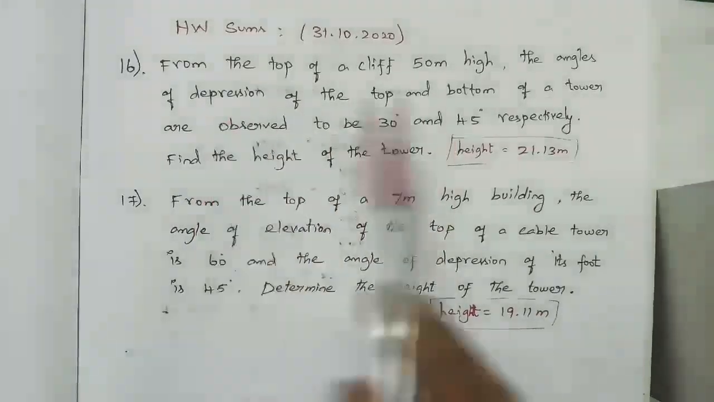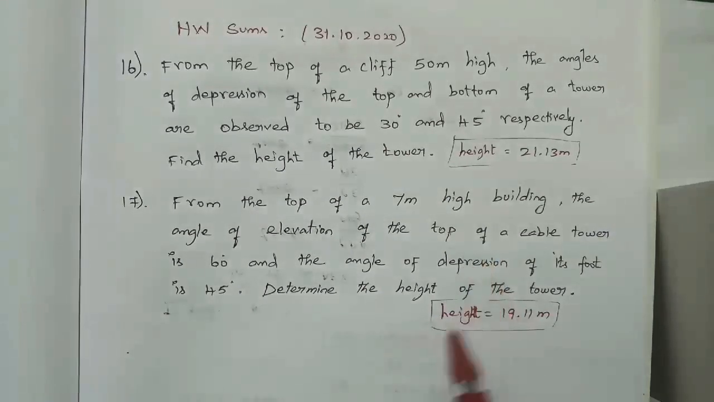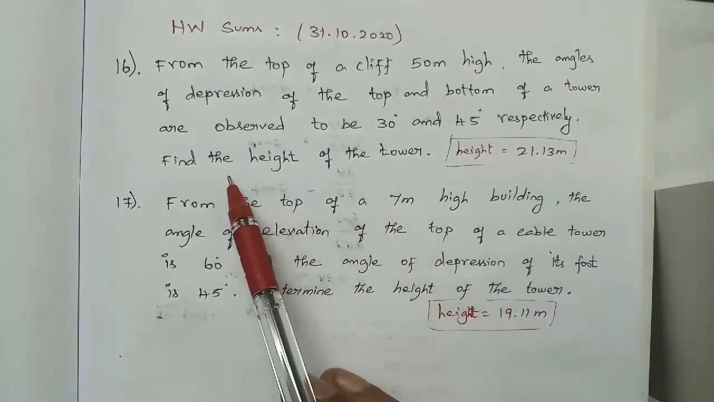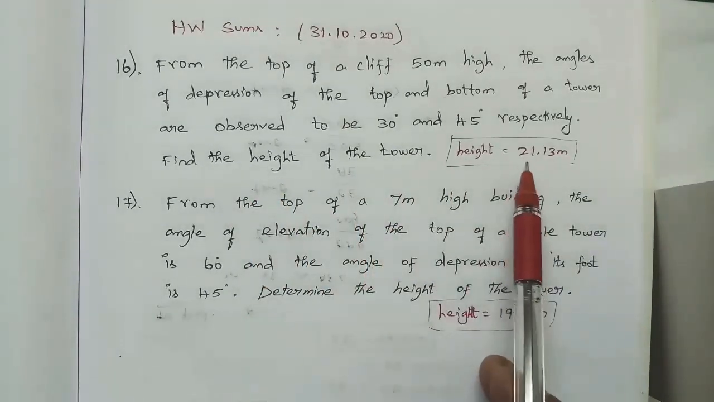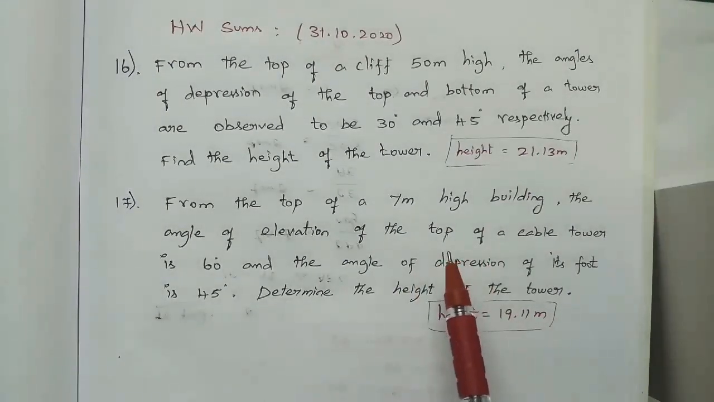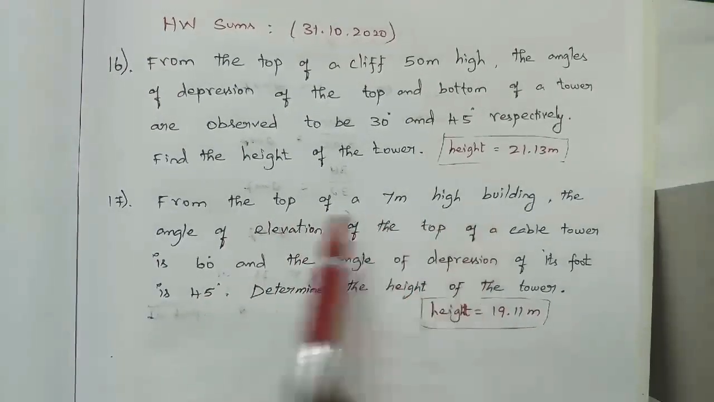So by reading the question, draw the diagram, we'll get two right angle triangles. Same methodology, right? We have to assume something as x and something as y, and by using the trigonometry ratio, we are going to find what we want, the height of the tower. Height is nothing but 21.13 meter, right?